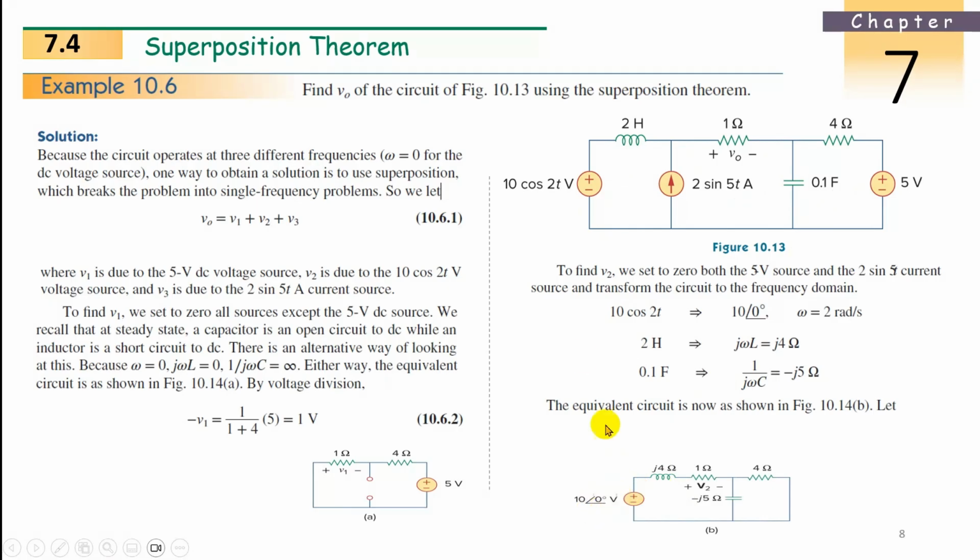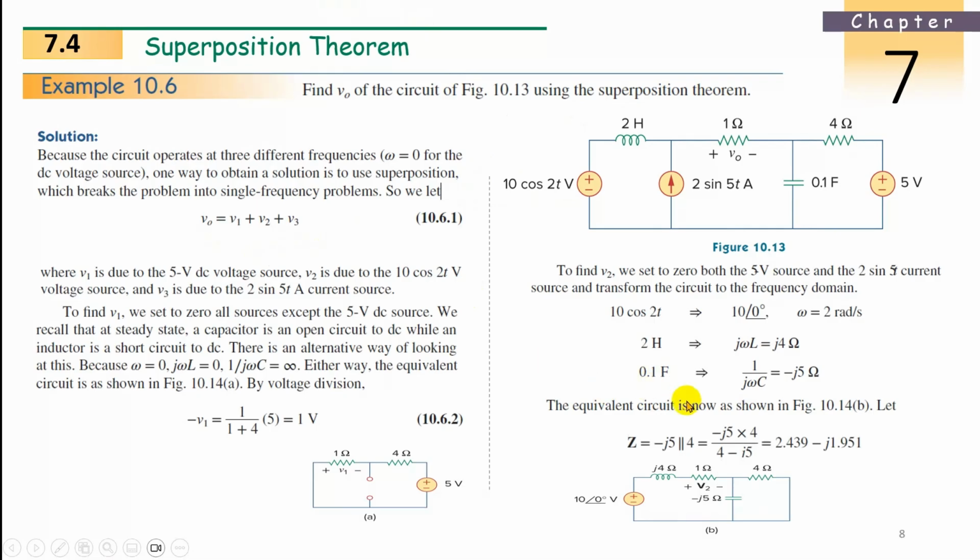This is the 10 at an angle 0 degrees because of this polar form. The capacitance, this is open circuit. Now this capacitance is nothing but minus J5, already we calculated. Now 2 henry becomes J4. And because this is open circuit, these two will become in series, so 1 ohm here. Now again 4 ohms as it is, no change. Now this is short circuit. So this is your circuit 2 when the source is considered 10 cos 2t.